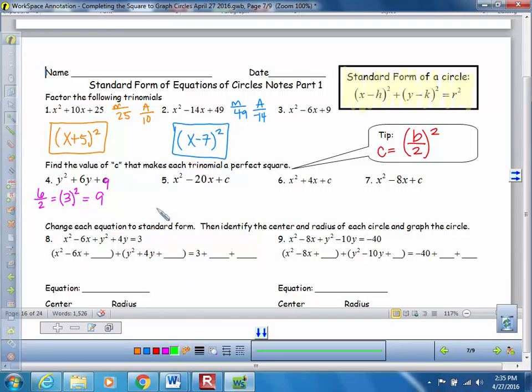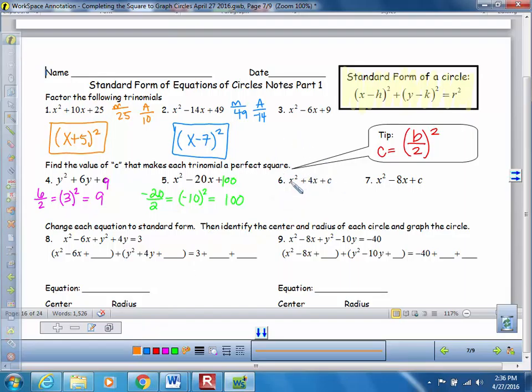Let's look at another one of those. So in number 5, if I wanted to find c, what would make this a perfect square trinomial? I would take b, which is negative 20. I would divide that by 2, which would give me a negative 10, and then I would have to square that. And so my c would end up being 100. So if I factor that, my two factors would be negative 10 and negative 10. Are y'all with me so far? Okay, let's try one more of those.